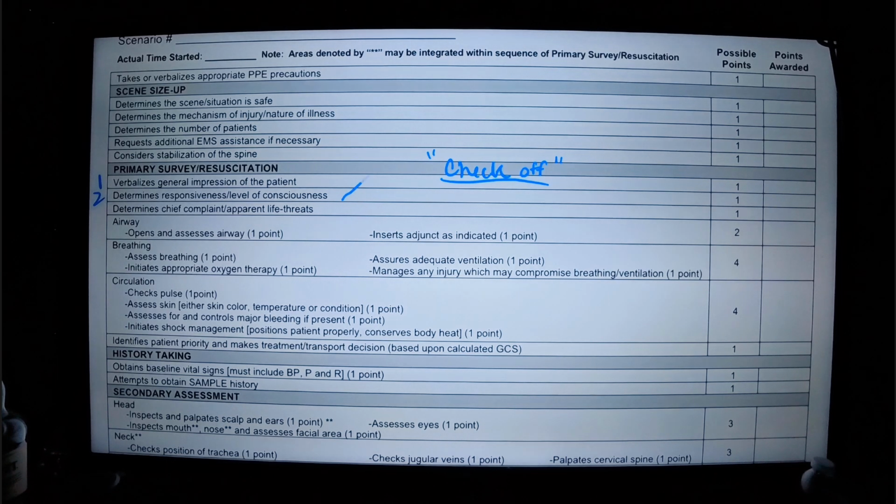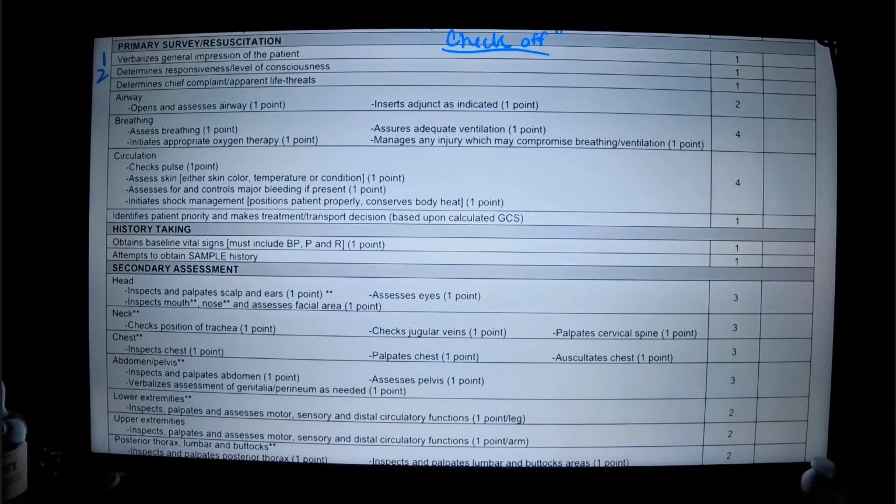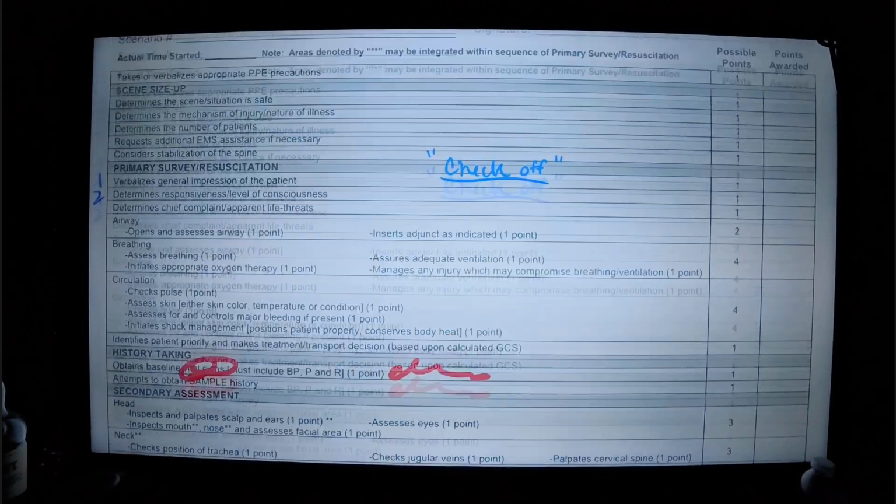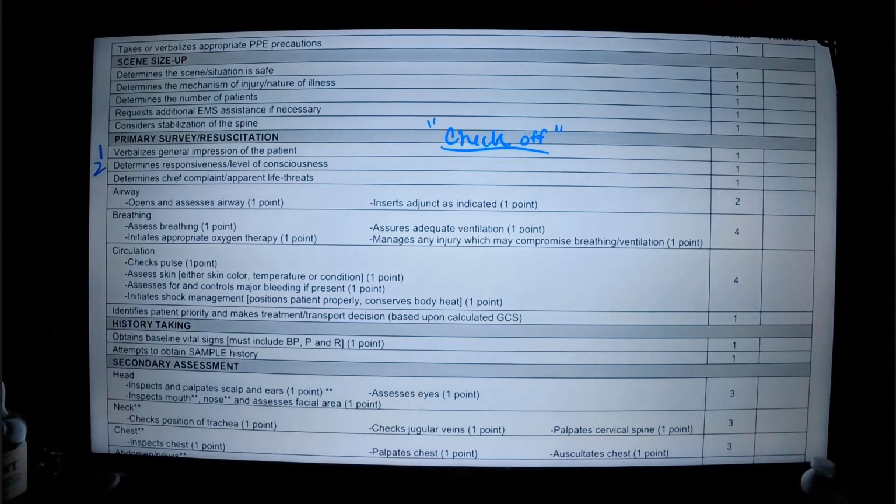And what are we checking off? We're checking mental status. Well, let me fix that. We're checking mental status, chief complaint, life threats, airway, breathing, circulation, vital signs. Right? Right here. Vital signs. Yeah, it's a checkoff.